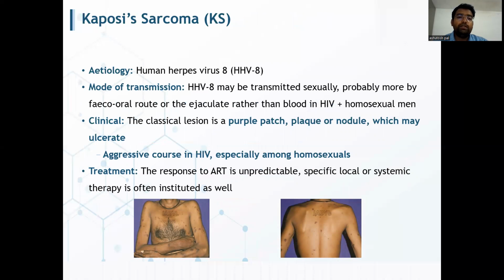Kaposi sarcoma. The etiology is human herpes virus 8. Mode of transmission is sexual, probably more by fecal-oral route or ejaculate rather than by blood, in HIV and in homosexual men. The classical lesion is a purple patch, plaque, or nodule which may ulcerate. Aggressive course in HIV, especially amongst homosexuals, and the treatment is good but unpredictable when given ART. Specific local or systemic therapies are often instituted as well.